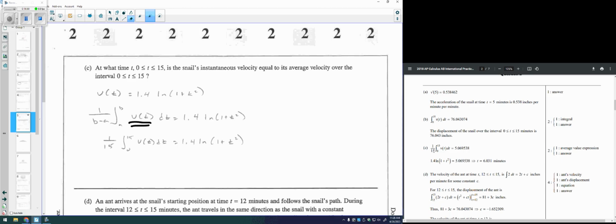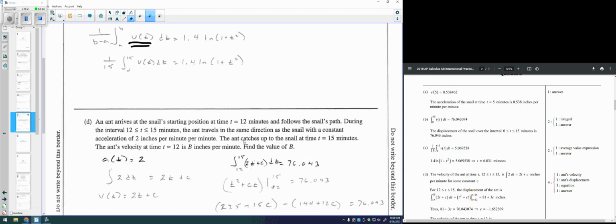I'm on question C, right? Yeah, so there's my average velocity, and I want to set that equal to the function, which I just showed here. I didn't finish this problem. I set that equal to the function, and I just type it into the calculator. So this comes up with a value of 5.06, etc. Set that equal to this function and hit solve. And the answer should be 6.031 minutes. 1 point for finding the average value, 1 point for finding the 6.031, etc.